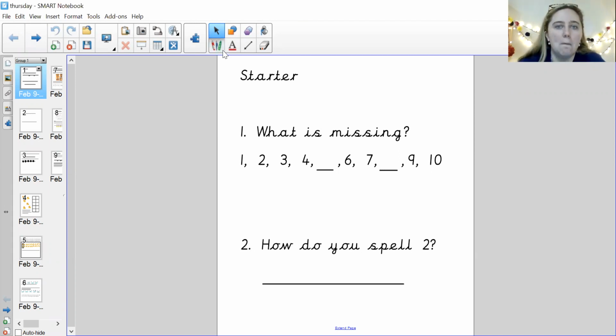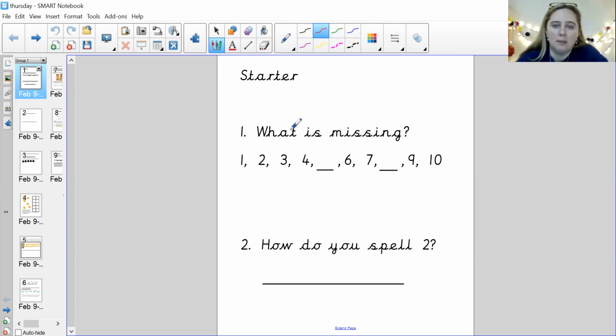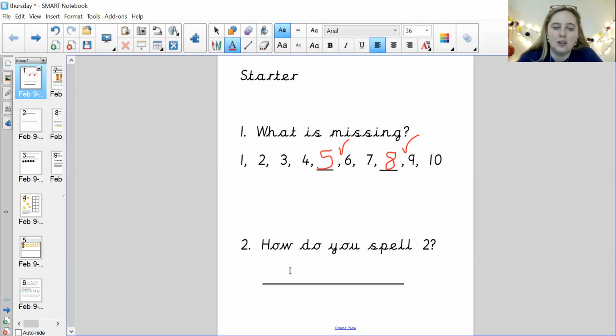Well done. Hopefully you're back with the answers. So what is missing? Well, get ready to give yourselves ticks. Okay, so we've got 1, 2, 3, 4. So 5 is missing there. Give yourself a tick if you got 5. 6, 7, 8. Give yourself a tick if you got 8. Well done. And how do you spell the number 2?